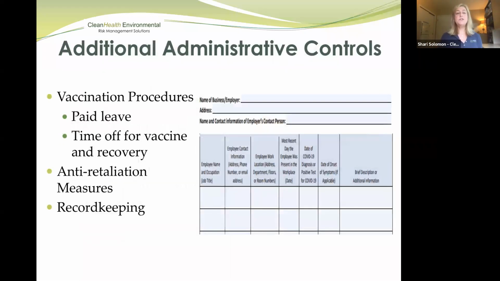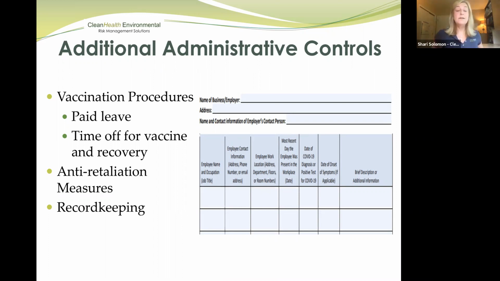And then just to finish up, additional administrative controls: vaccination procedures also need to be part of the plan. The authorization that they will have paid leave or time off for the vaccine, and if they have any side effects, allow time for that. So again, there's some really valuable language. OSHA has a number of resources that provide some language and help you put together these programs.